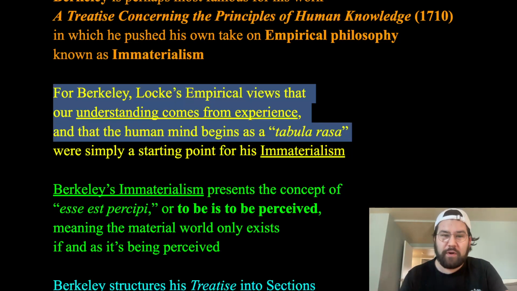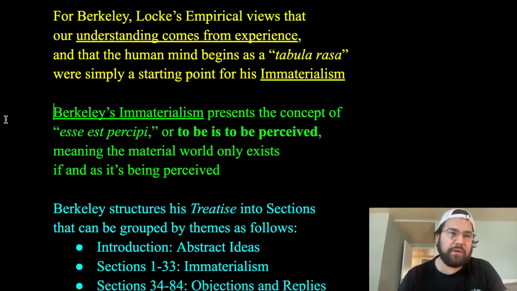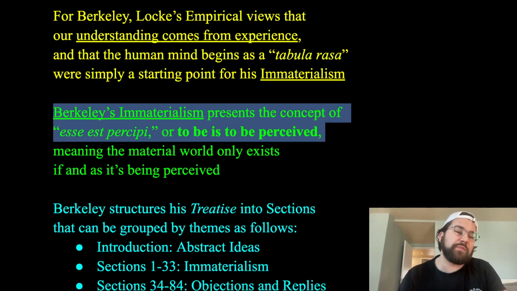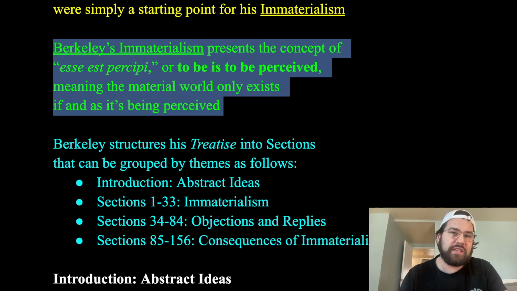That's the starting point for Berkeley, and he's only going to move deeper into empiricism as he starts to develop his own immaterialism. So what does that really mean for him? We can start by looking at his key Latin phrase. He says esse est percipi, which means to be is to be perceived, meaning the material world only exists if and as it's being perceived, which seems maybe a little radical at first, but we'll see how he gets there.